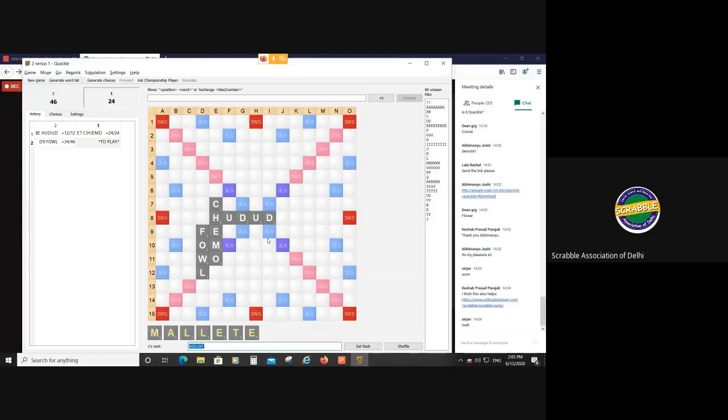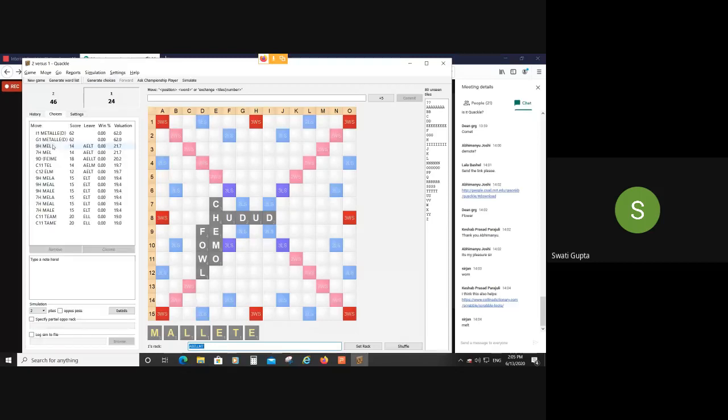I'm not very sure whether "malleted" is a word. Mallet is definitely a word, but malleted, I'm not very sure. That needs to be clear. No, we'll get a six-letter word out of this rack. Yeah, so I was suspecting it's a bingo. It's a bingo definitely with the past tense. I was suspecting it to be a bingo because I have an E, I have a D.